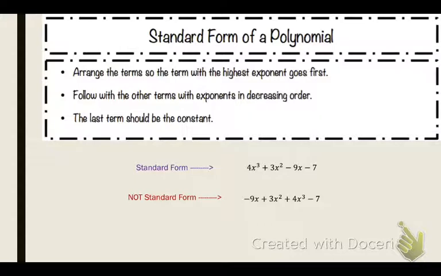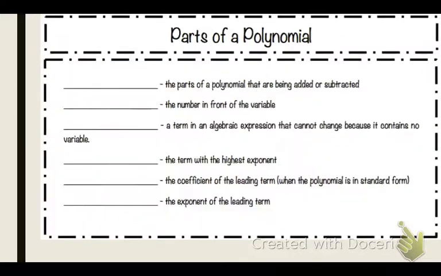So the biggest thing for standard form is that the exponents have to go from greatest to least, and then the last term should be a constant. Sometimes you might not have a last term because that constant might be 0, so you're just adding nothing. So that's the difference between standard form and not standard form. All your answers for all of this need to be in standard form, okay?